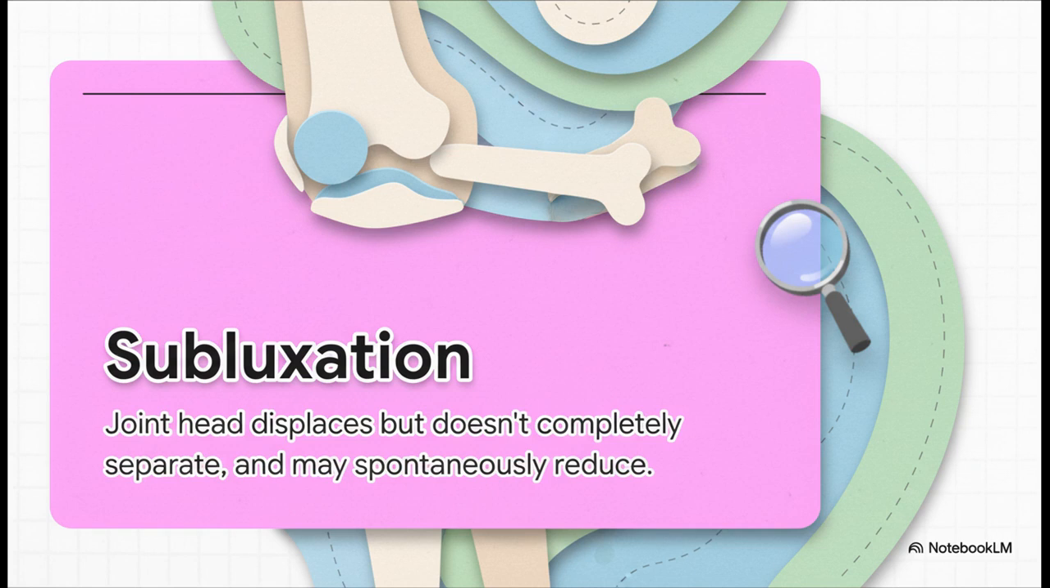Okay, moving up that spectrum, we get to subluxation. Think of this as a partial dislocation. The joint surfaces definitely lose their normal alignment, but unlike a full dislocation, there's still some contact between them. What's really interesting here is that these can sometimes pop back into place all on their own.